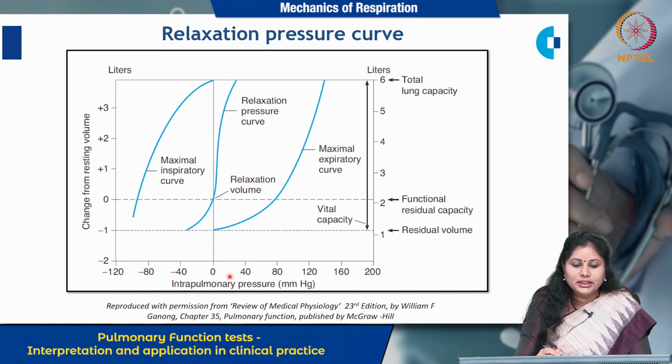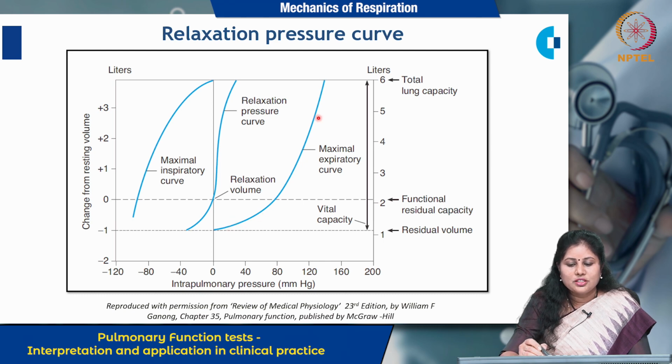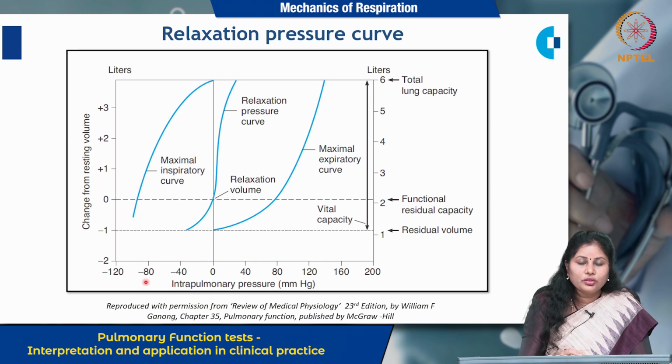You can see that the intrapulmonary pressure becomes positive at greater lung volumes, whereas it becomes negative at lesser lung volumes. So, the slope of this relaxation pressure curve gives you the compliance of the lung or the respiratory system in total. On the right side you can see the maximal expiratory curve has brought about the compliance curve at more positive pressures. Similarly, the maximal inspiratory curve which is present on the left side is brought about by the maximal inspiratory effort, which is seen during the most negative intrapulmonary pressure.